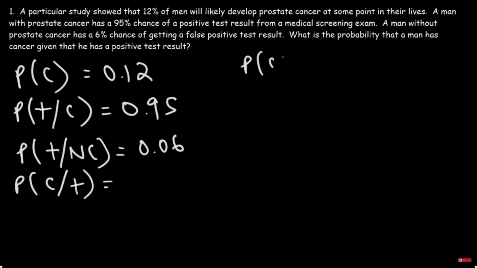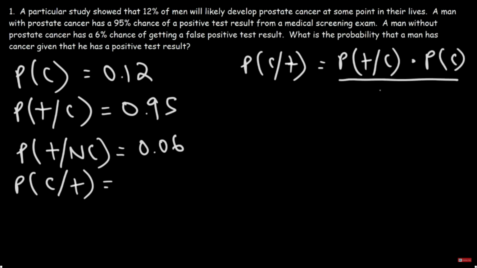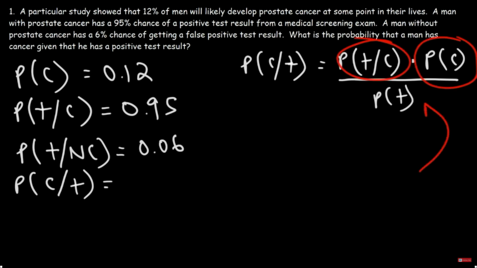So let's write the equation for that using Bayes' theorem. So this is going to be the reverse conditional probability, which is the probability of getting a positive test result given that the person has cancer times the probability that the person has cancer divided by the probability that the person has a positive test result. Now, we have these two values already, but we don't have this one. How can we find it? In this case, it's going to be very helpful to make a tree diagram.